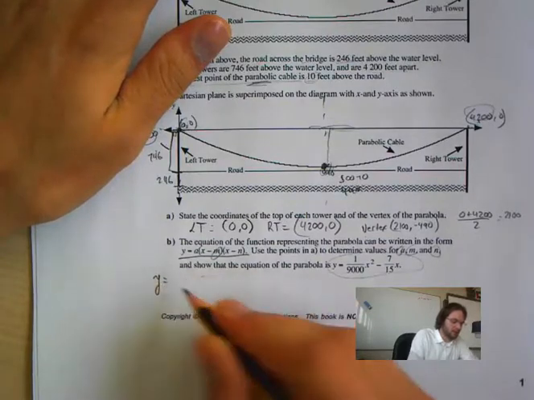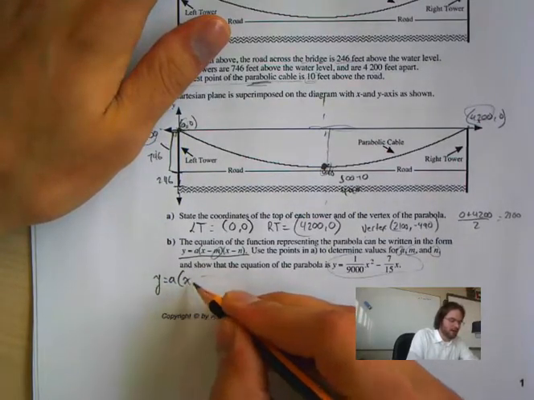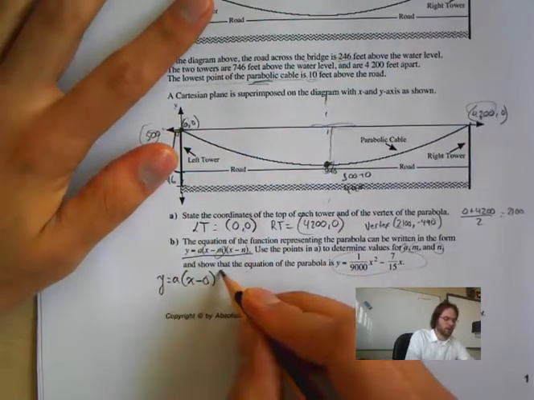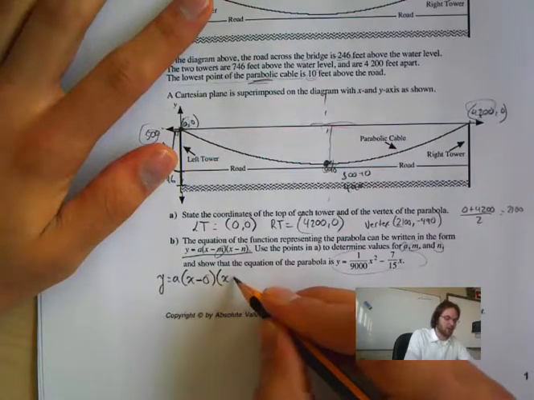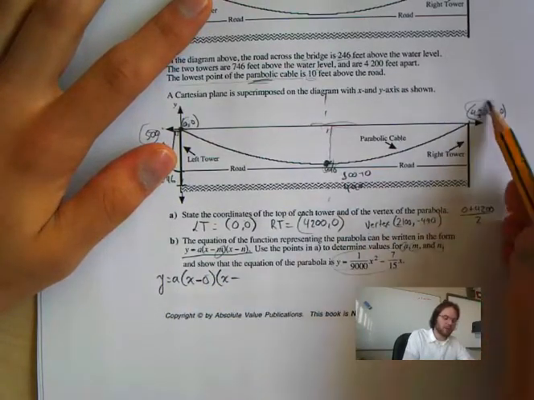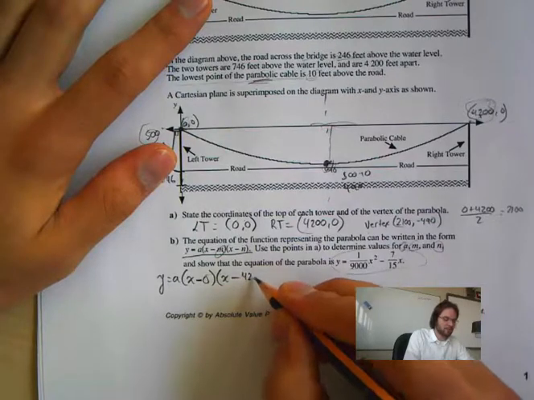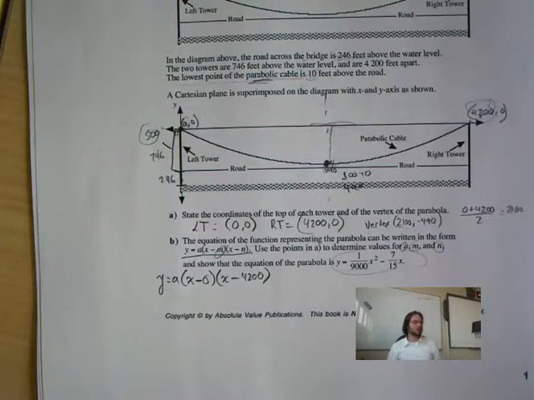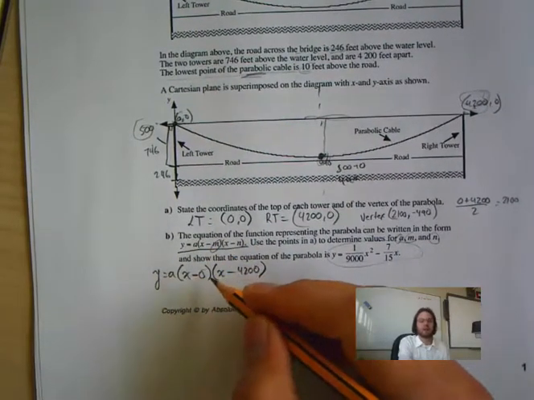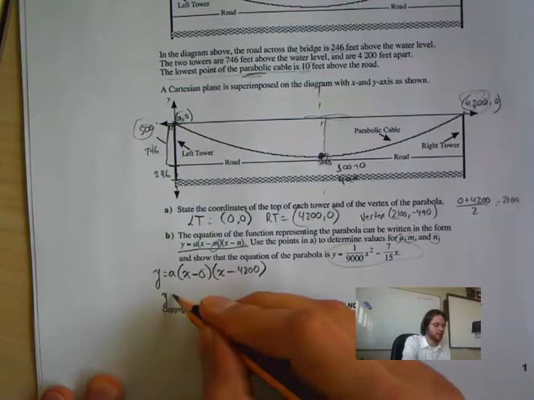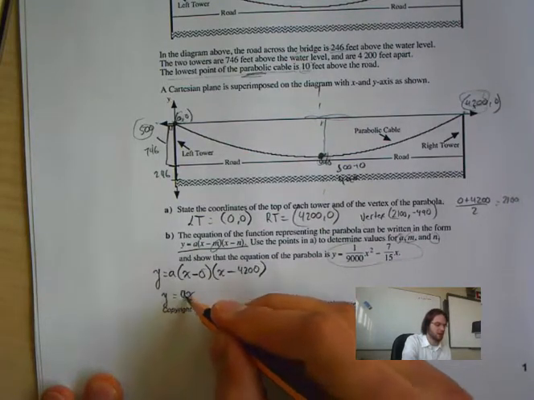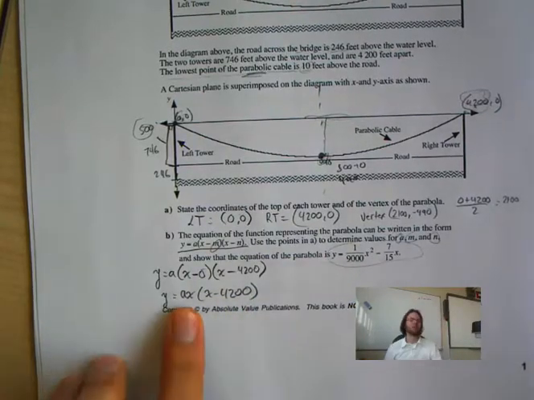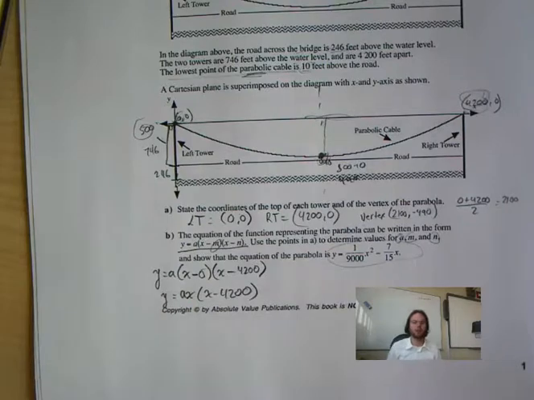We get y is equal to a, and I have x subtract 0, because I'm doing left tower. And then my right tower is x subtract, and my other x-intercept is 4,200. Bracket. So in other words, what's x subtract 0? That's just x. So I get y is equal to ax(x − 4200). Now, my problem at first is I need to solve for a. I don't know what a is.